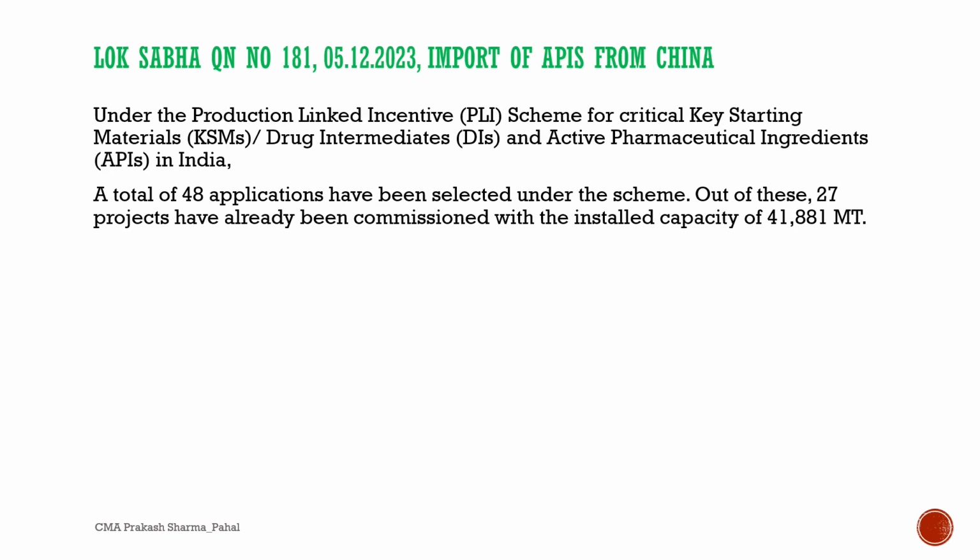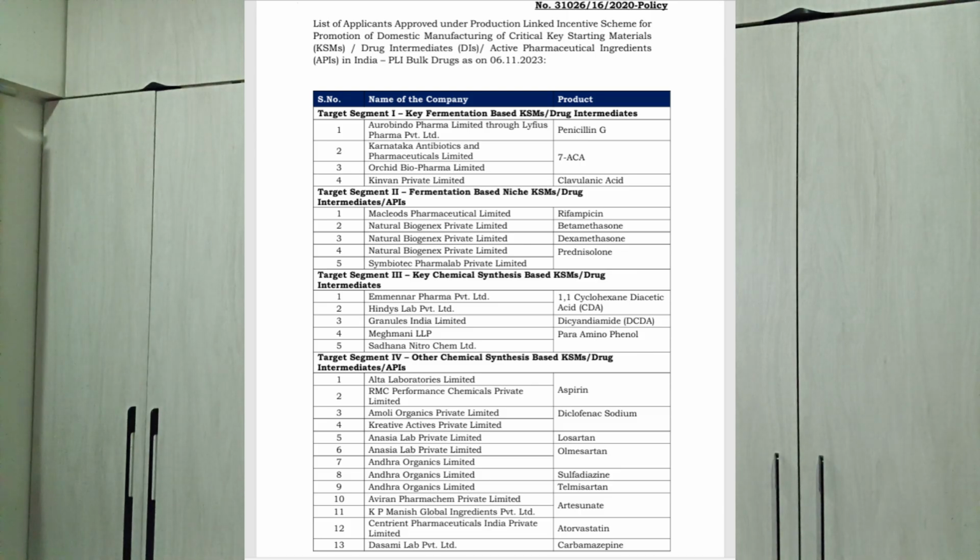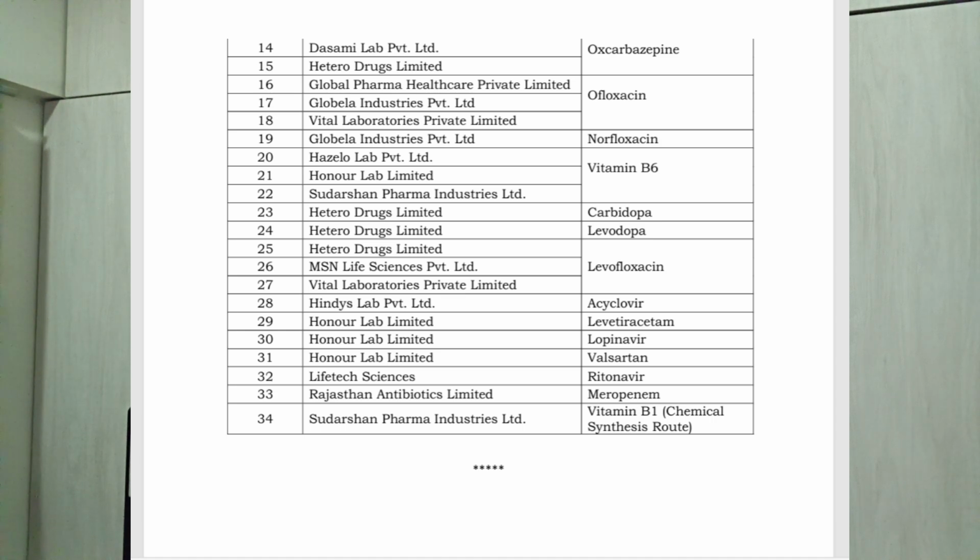Answer to question number 181 in the Lok Sabha on 5th December 2023, on import of APIs from China. Under the PLI scheme, a total of 48 applications had been selected. Out of these, 27 have already been commissioned with the installed capacity of 41,881 metric ton. List of applicants approved under the PLI scheme include Aurobindo Pharma, Karnataka Antibiotics and Pharmaceuticals, Macleods Pharmaceuticals, Natural Biogenics, Hetero Drugs, Sudarshan Pharma, Rajasthan Antibiotics, and other companies.